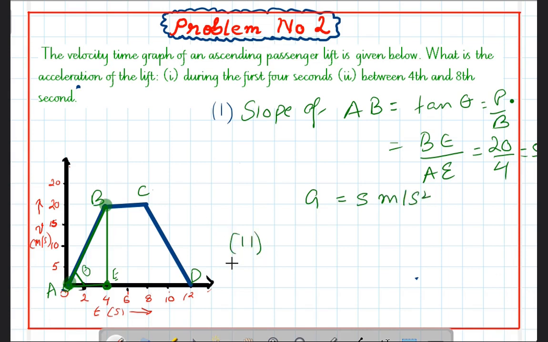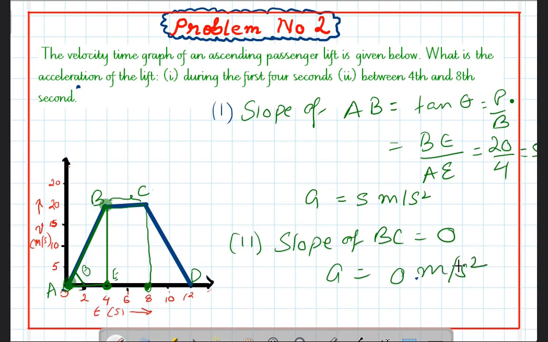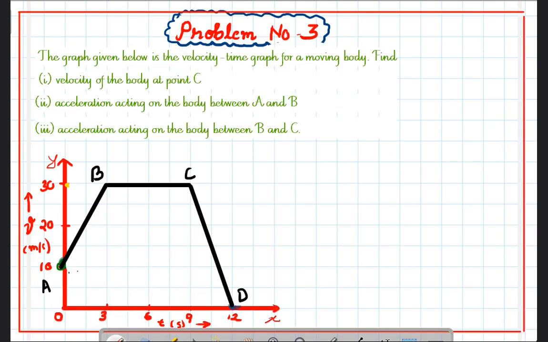Next, in the second case, I have to find the acceleration for the time interval between the 4th and 8th second. If you look at the graph, my 4th second is here and 8th second is here. So I have to find the slope of BC. The slope of BC is 0 since BC is parallel to AD, that is, parallel to the time axis. Therefore, my acceleration here is 0 meter per second square. I hope it is easy peasy. So now let's move to the next question.